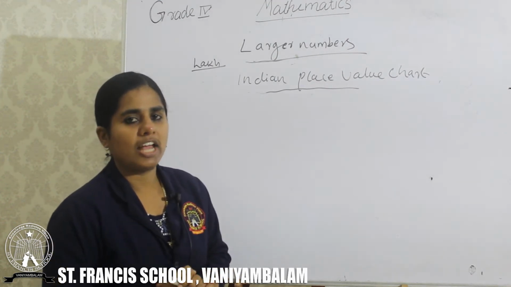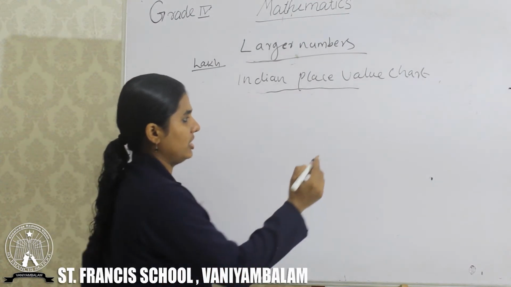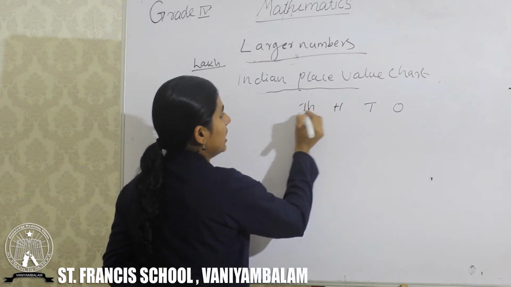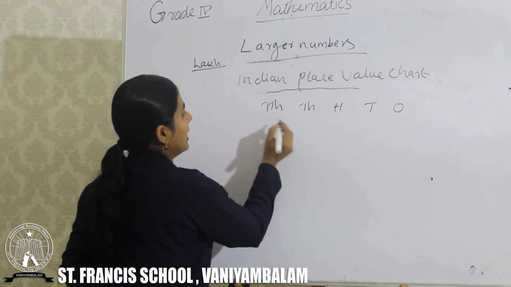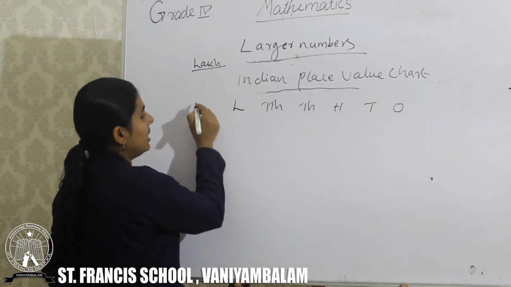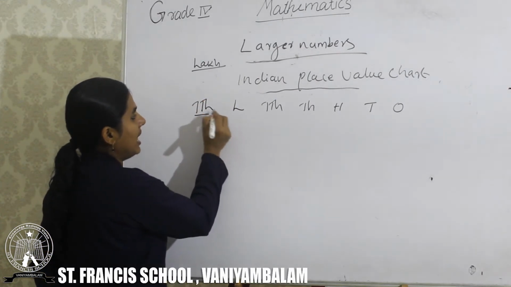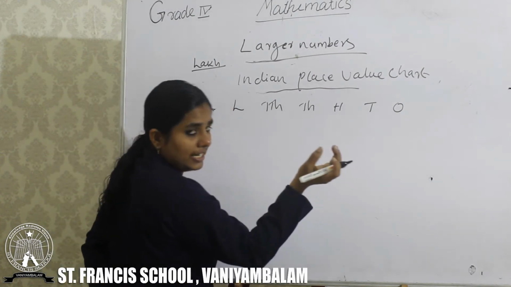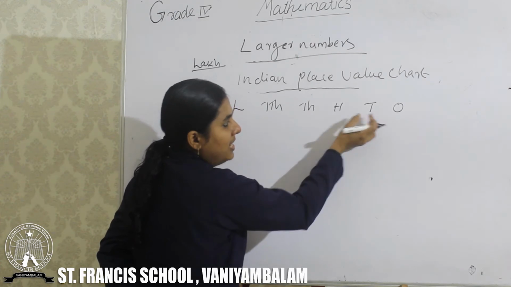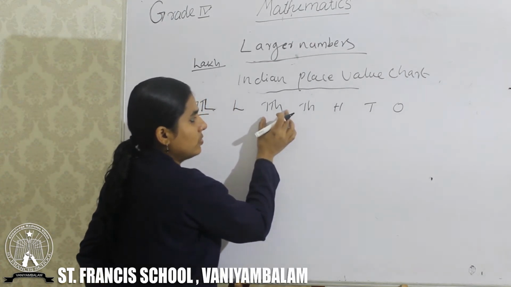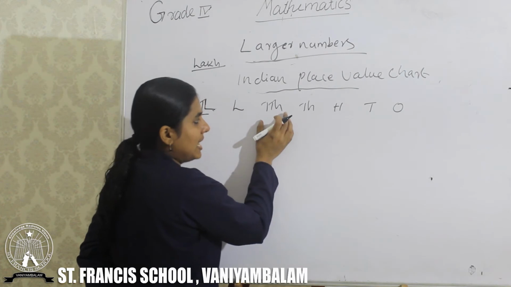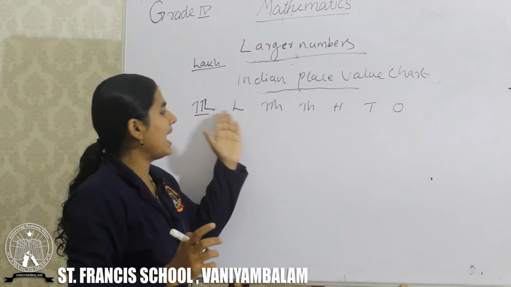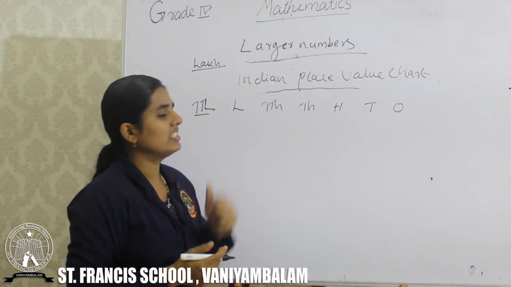We know the place value chart of the Indian system of numeration. First we have ones, tens, 100, then 1000, then 10,000. The next we have lakh. Left of the lakh we have 10 lakh. Ones, tens, 100, 1000 and 10,000 we already learned in our previous classes. Today we learn about two new places, that is lakh and 10 lakh.